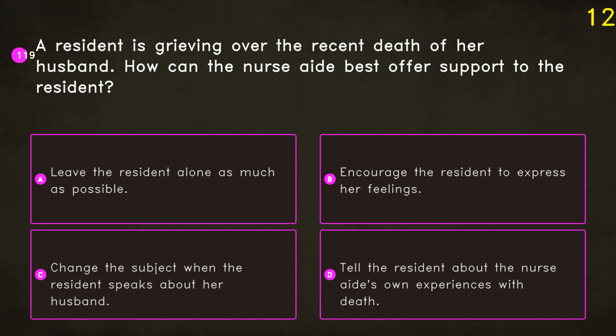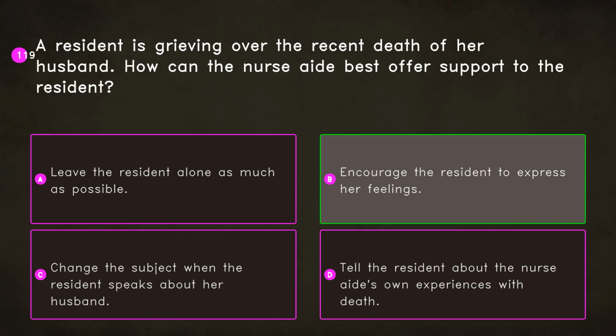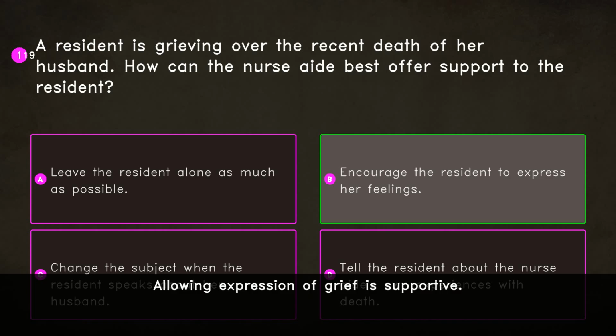A. Leave the resident alone as much as possible. B. Encourage the resident to express her feelings. C. Change the subject when the resident speaks about her husband. D. Tell the resident about the nurse aide's own experiences with death. The correct answer is encourage the resident to express her feelings. Allowing expression of grief is supportive.